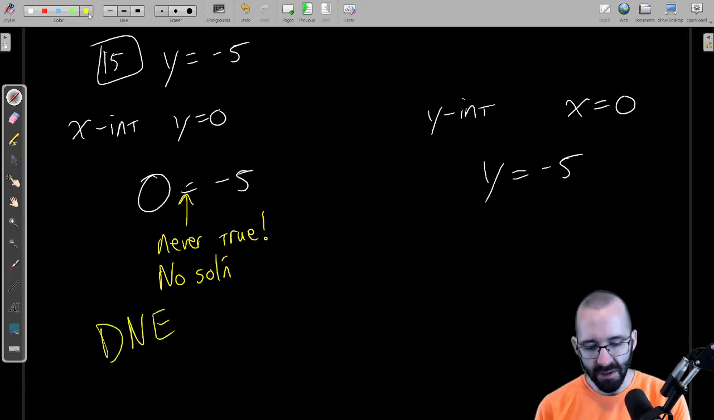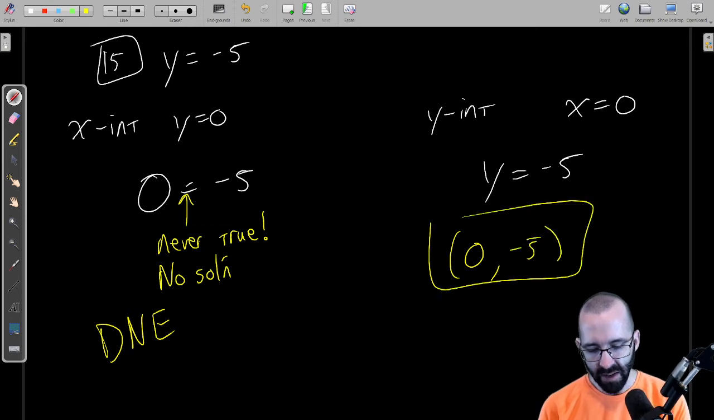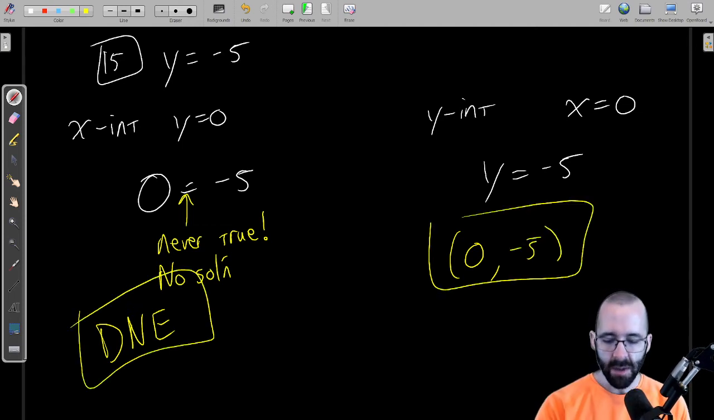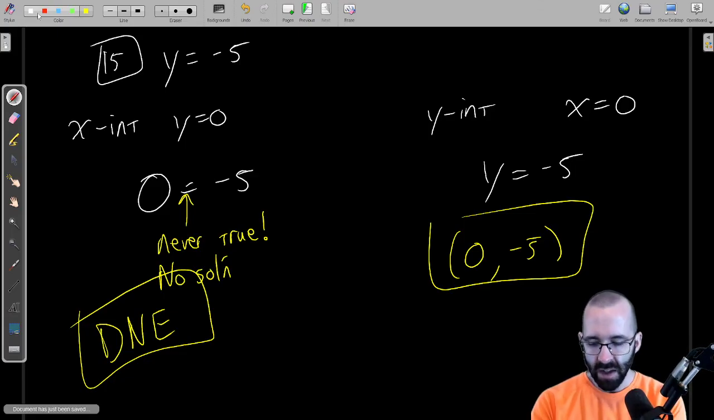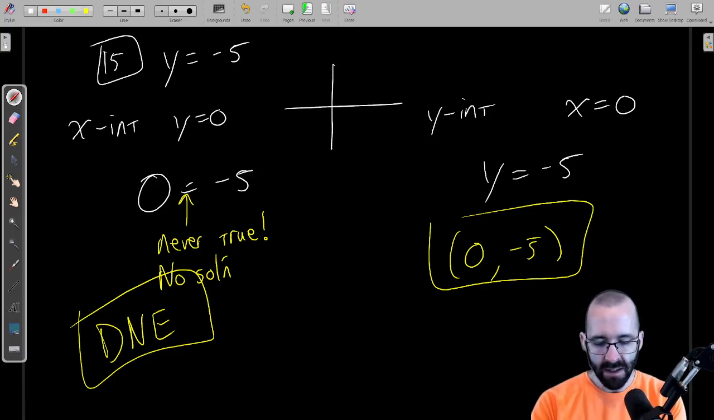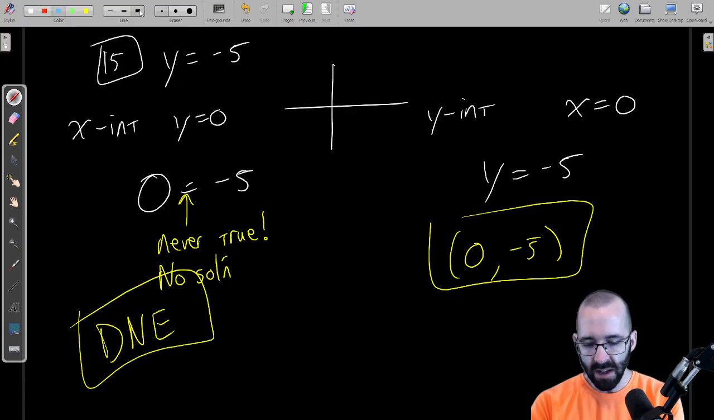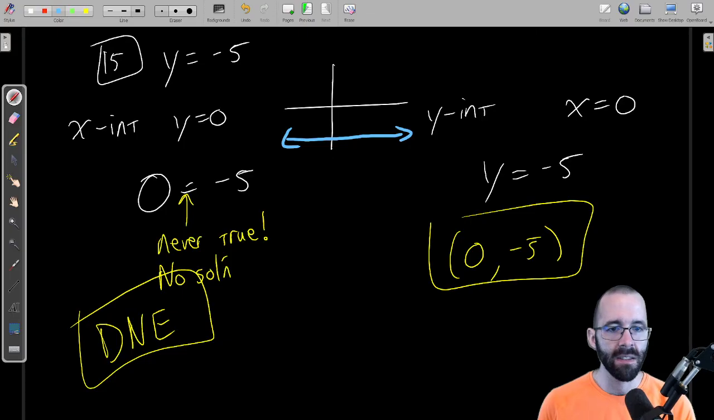Y-intercept is negative 5. So the point (0, -5) is our answer. X-intercept doesn't exist. Y-intercept is negative 5. And this should make sense if you're really good with your lines. This is just the horizontal line, y equals negative 5. It never crosses the x-axis.